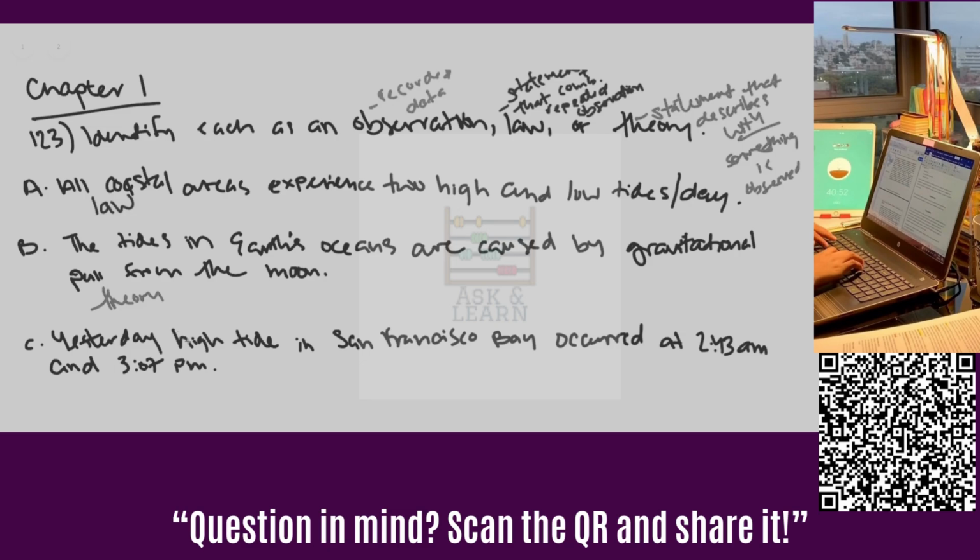C says that yesterday, high tide in San Francisco Bay occurred at 2:43 a.m. and 3:07 p.m. So these are two specific data points that don't necessarily give you any sort of predictability for the future, but they simply tell you what happened at 2:43 and 3:07. That makes C here an observation.